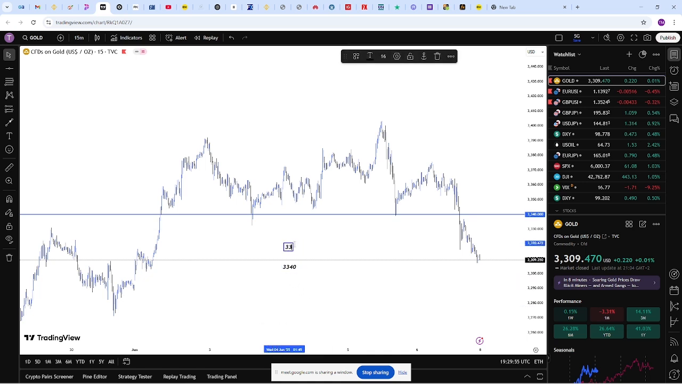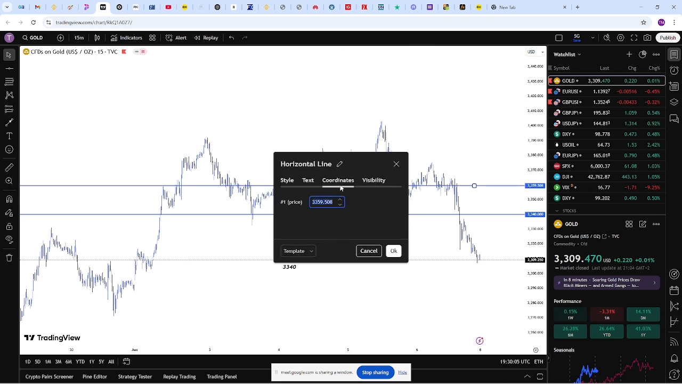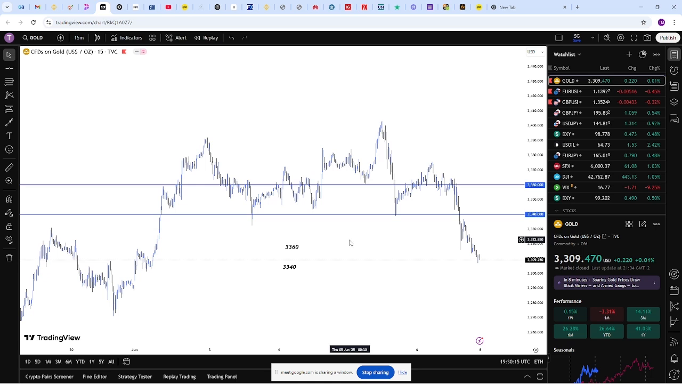The next line is going to be 3360. Where is 3360? You just put it over here, double click on it, come to coordinates, and enter 3360 over there. Okay, and then okay, it will make it clearer for you.